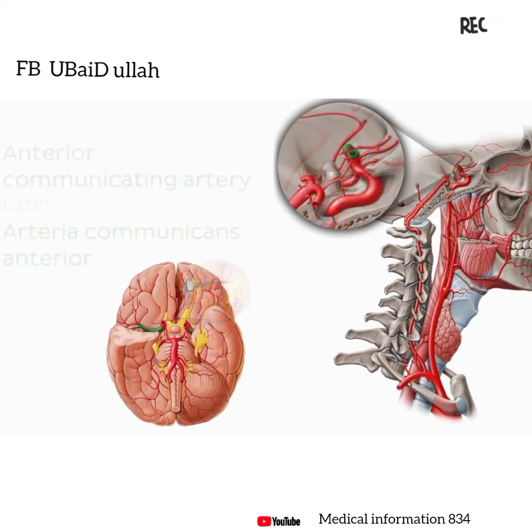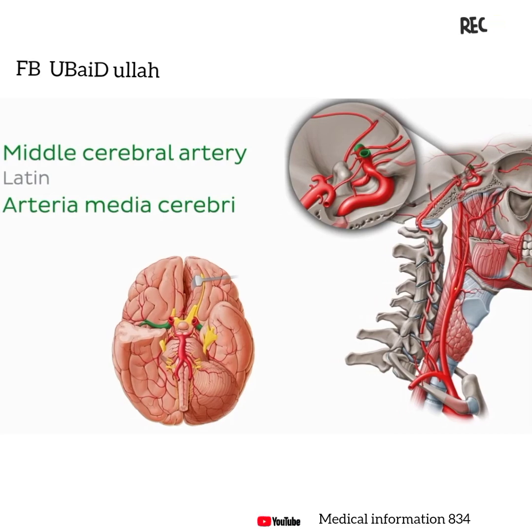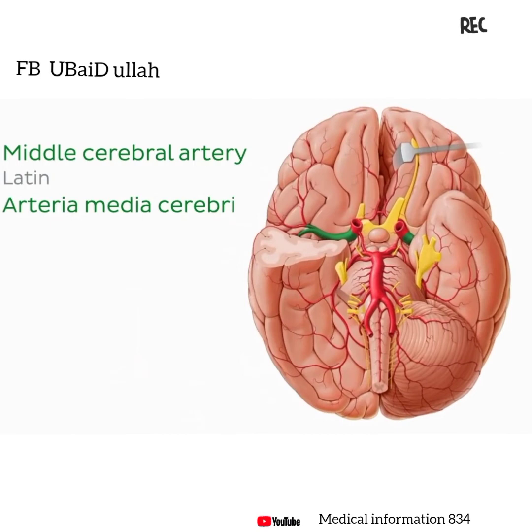And finally, we have the middle cerebral artery, which arises from the last part, or the communicating portion, of the internal carotid artery, as the larger of its two branches. Looking at the base of the brain, we can see the middle cerebral artery coursing into the lateral sulcus, where it goes on to give rise to numerous branches which supply a large portion of the lateral surface of the cerebral hemisphere, as well as part of the internal capsule and basal ganglia.